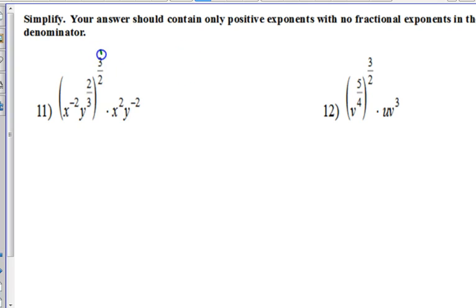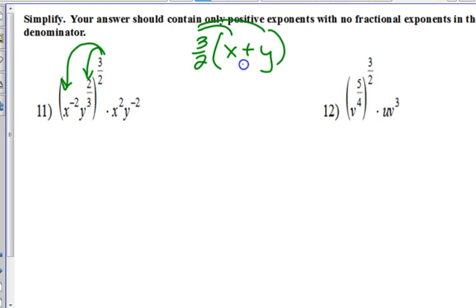We do need to take this and apply it to both of these things in here, but it's really not called distributing, guys. If you were distributing, you would have to have something like this. You're multiplying across addition or subtraction, okay? This is just taking the 3/2 and applying it or multiplying it by each of those. Are you okay with that?